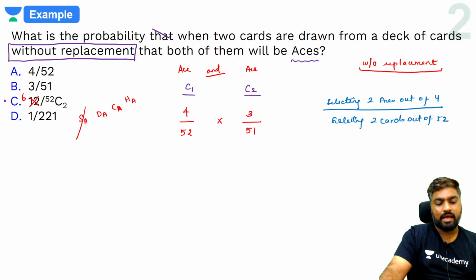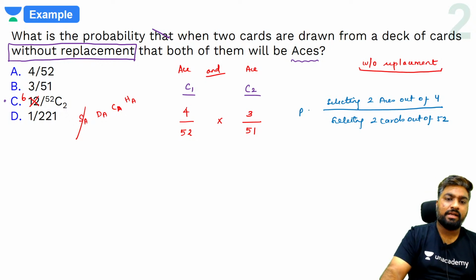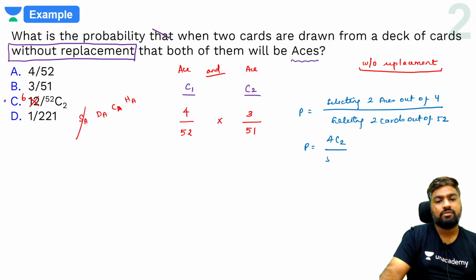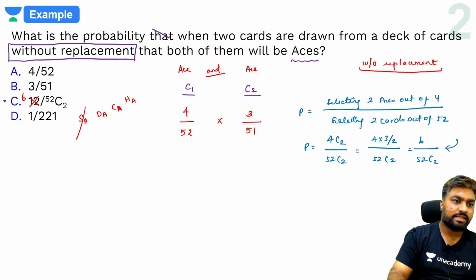So our probability is this, which is what? Selecting 2 aces out of 4 is 4c2, divided by selecting 2 cards out of 52, which is 52c2. 4c2 is nothing but 4 into 3 by 2, so it is 6 by 52c2, which is our answer, option C, 6 by 52c2.